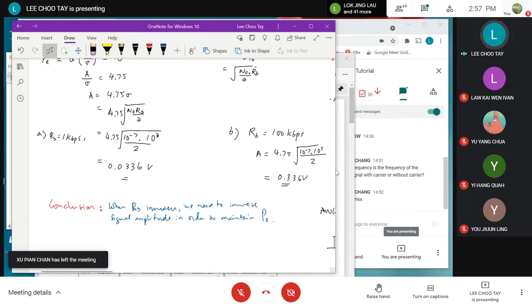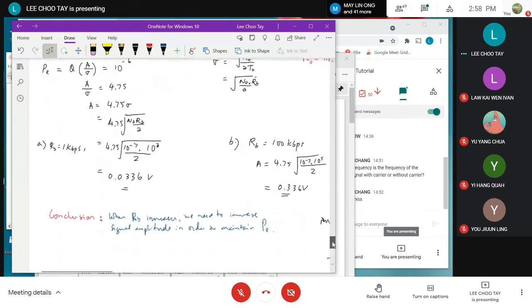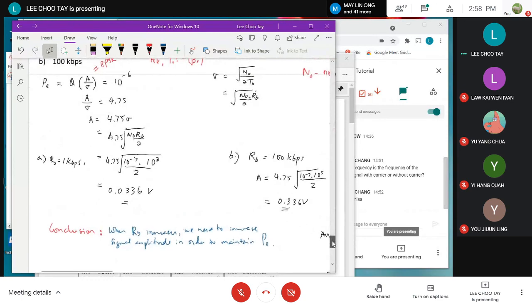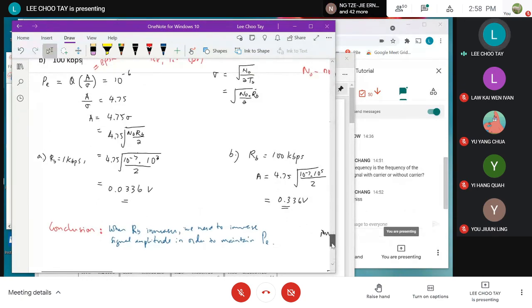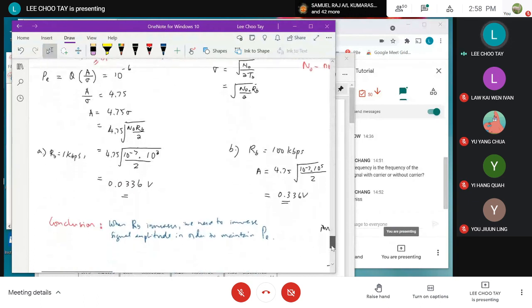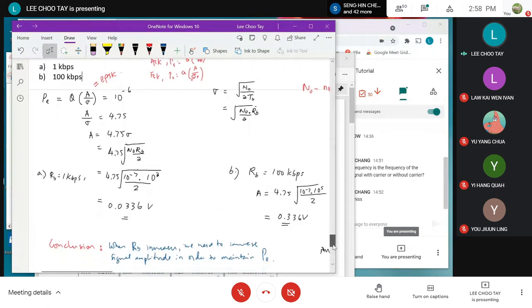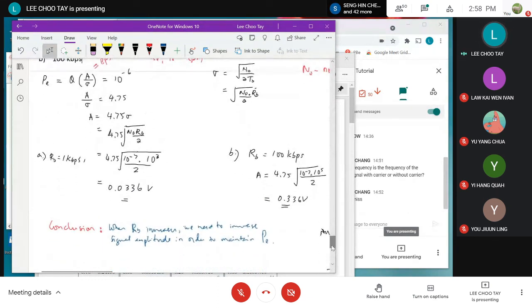You may want to take this down. This is for polar baseband signaling. We can apply the same principle for BPSK, PSK, FSK, and so on.